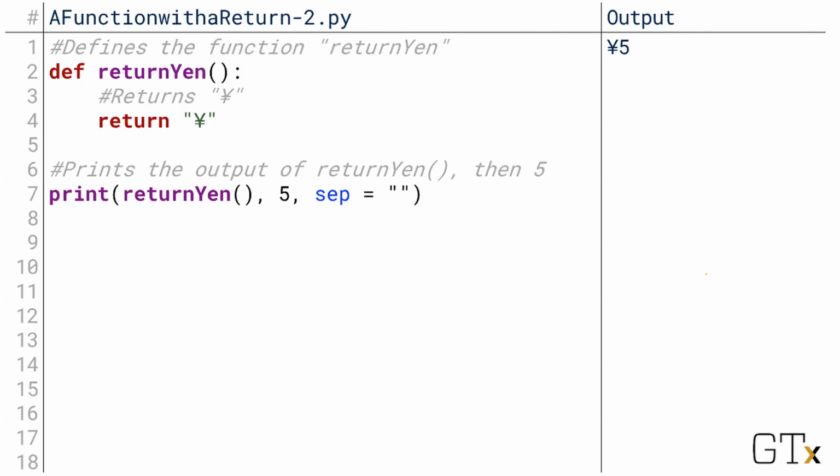Right now, all this function does is return the symbol for yen. However, are we ever going to use this symbol without an amount of currency following it like we have over here? Are we ever just going to print the yen symbol without any money? We might, but for a moment let's pretend we're not.